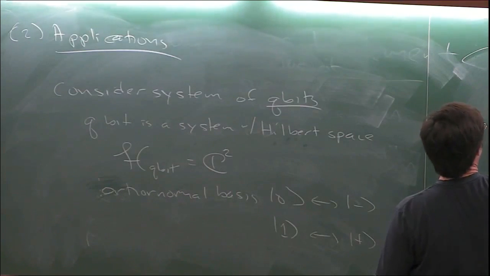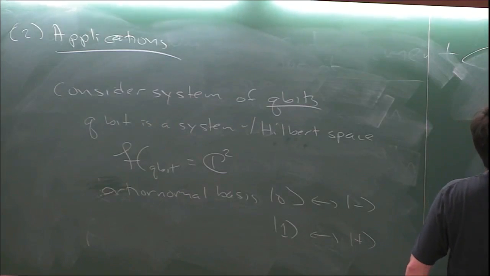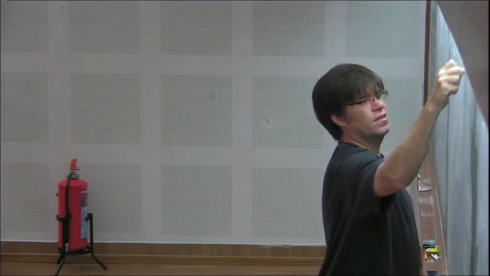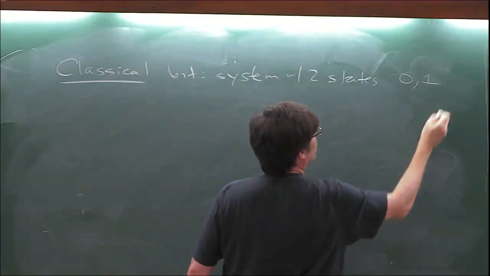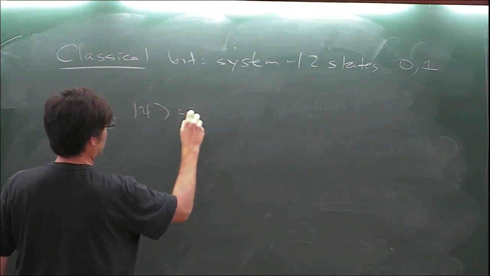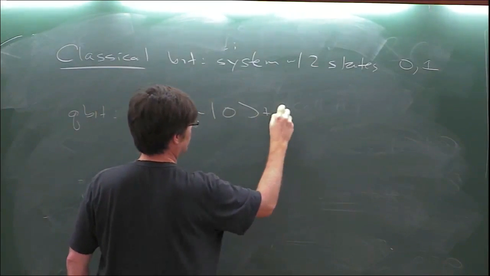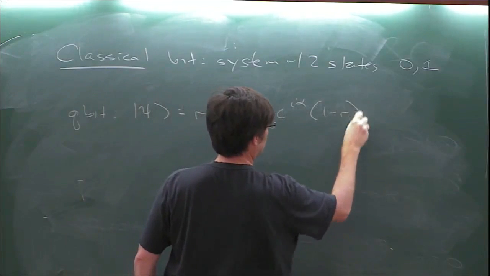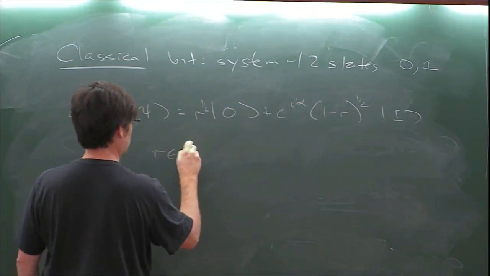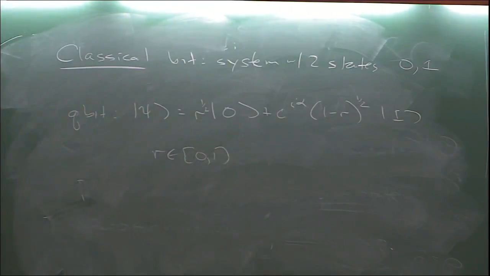This is distinguished from a classical bit, which is a system with two states, 0 and 1, because in a qubit, the state can be written as root R 0 plus e to the i alpha root 1 minus R 1, where there is a continuous set of possible states of the qubit, as opposed to the classical bit where there's only two states.